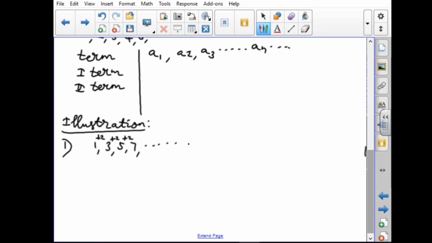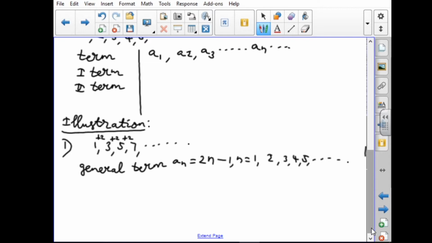So we can write the general term: An equals 2n minus 1. Here n is 1, 2, 3, 4, 5 like this, etc. How to substitute here? When n is 1, 2 into 1 is 2, 2 minus 1, we are getting the first term. Substitute 2: 2 twos are 4, 4 minus 1 is 3. So we are getting the second term. Next substitute 3: 2 threes are 6, 6 minus 1 is 5. So we are getting the third term.